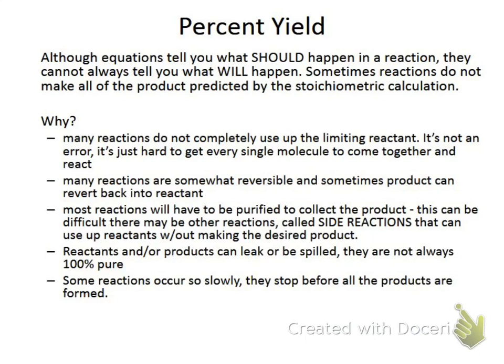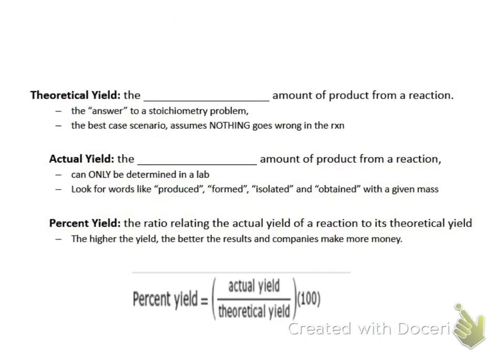The reaction doesn't go to completion. Because when we look at these and we're calculating, we're assuming that reaction goes to 100% completion. You'll find out later that actually most reactions don't go 100%. They reach an equilibrium point and then they stop. Okay? So some definitions. Theoretical yield, what we've been doing, is the expected amount. It's what you should get. Okay? It's the answer to our stoichiometry problem. Okay? The best case scenario, assuming that nothing goes wrong in the world.